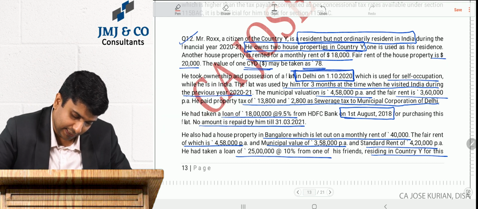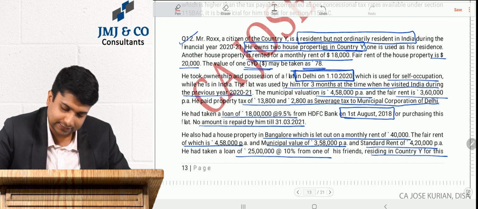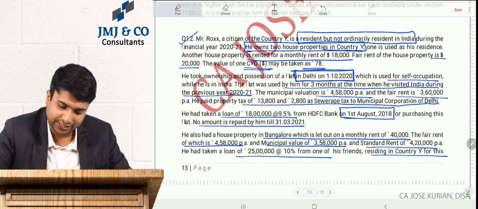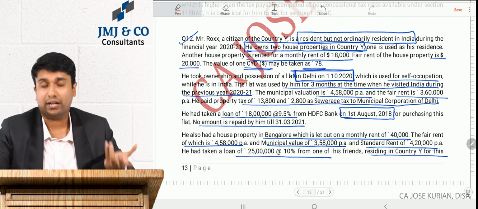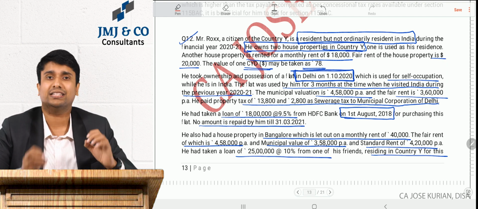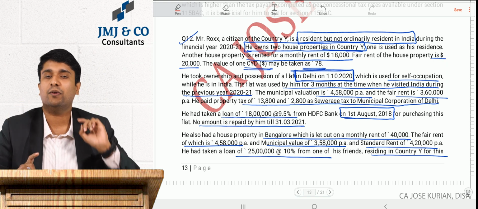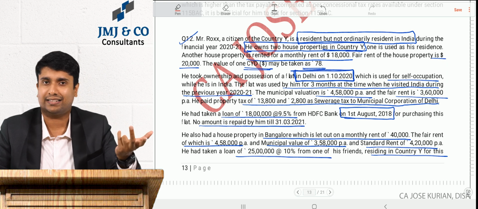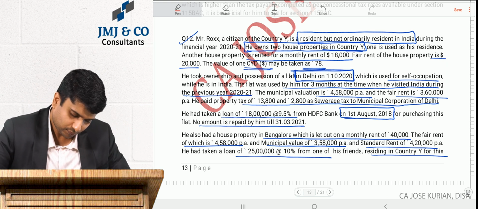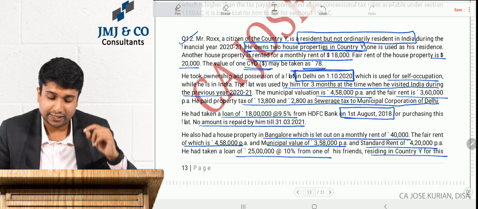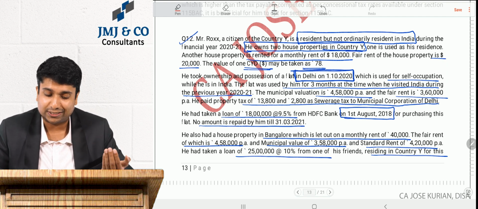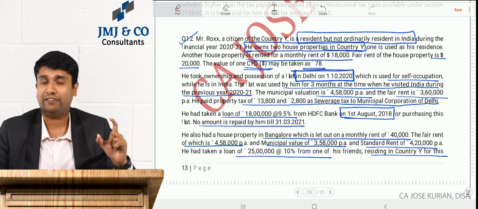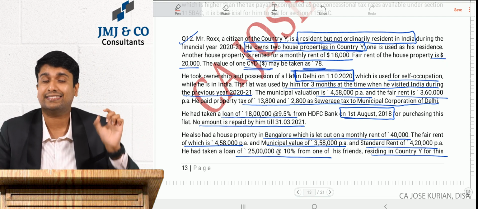Then it says that the flat was used by him for 3 months at the time he visited India during the previous year 2021. The municipal valuation of that house is given, and fair rent is also given. We don't have to consider the municipal value and fair rent, because the net annual value for a self-occupied property will always be 0, and hence we don't need to compare the municipal value, fair rent, standard rent, etc. He paid a property tax of 13,800 and 2,800 as sewerage tax to the Municipal Corporation of India. Again, municipal taxes and property taxes, no deduction. If it is a self-occupied property, you cannot take municipal taxes and sewerage taxes as a deduction.